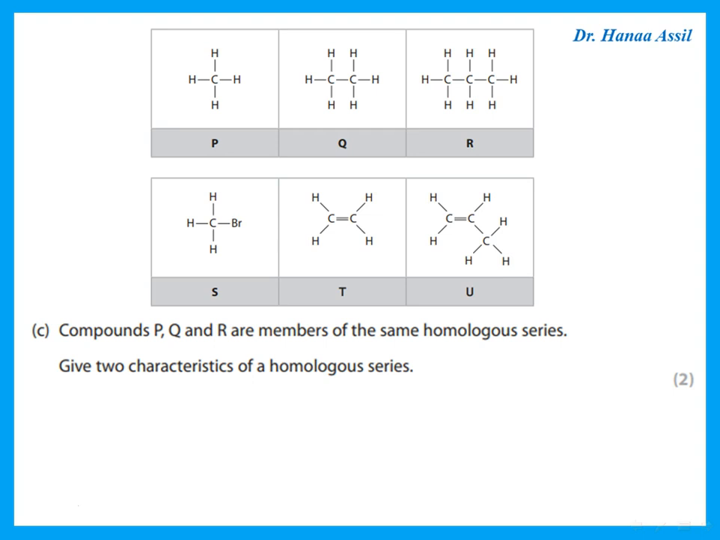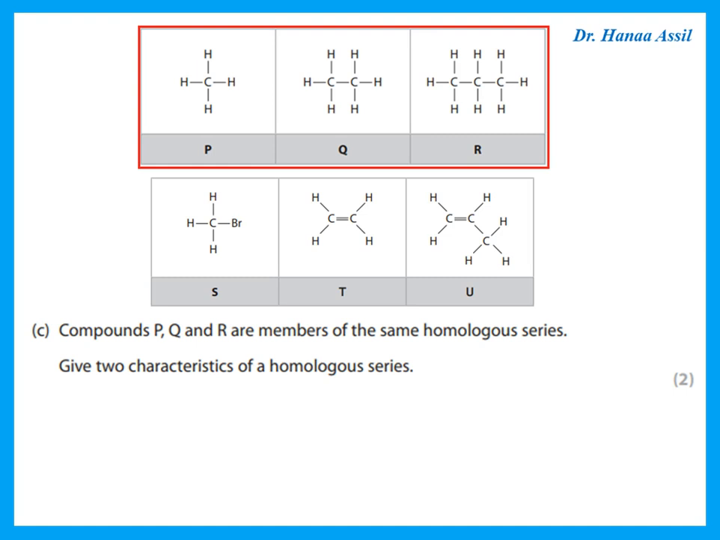Compounds P, Q, and R are members of the same homologous series. P, Q, and R are all alkanes, so they belong to the same homologous series. Give 2 characteristics of a homologous series. Remember, members of the same homologous series must have the same what? Same functional group, same general formula. If he wants a third one, we say same chemical properties.